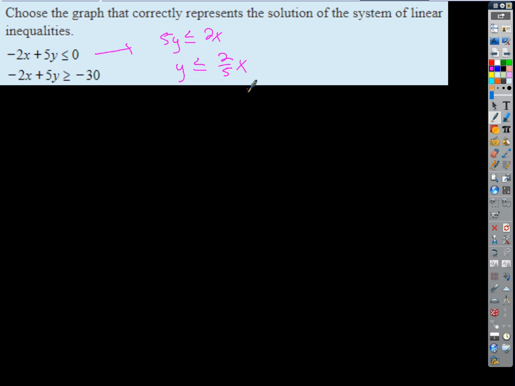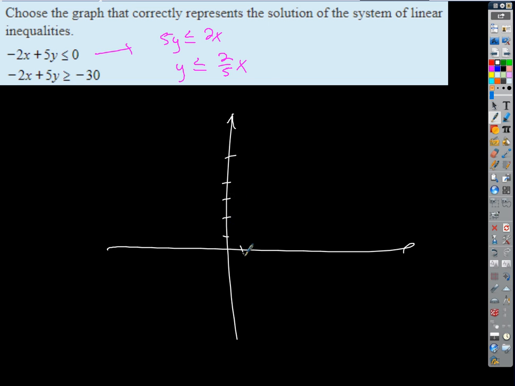So what's that going to be? If I were to graph this, that's a line in slope-intercept form. What's the slope? 2/5. What's the y-intercept? 0, right? It doesn't show up. So we know that's a line that's going to go through the origin. Right, it's going to go through the origin, and the slope is 2/5. So I'm just going to go up 2 and over 5. And so there's my boundary line, right?